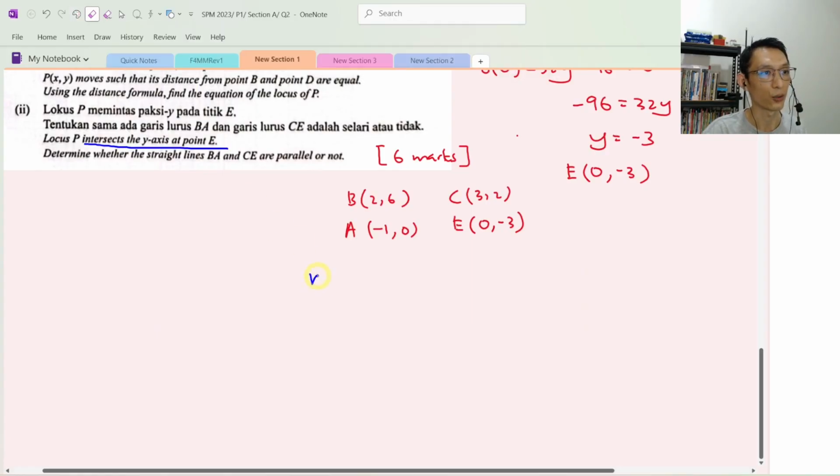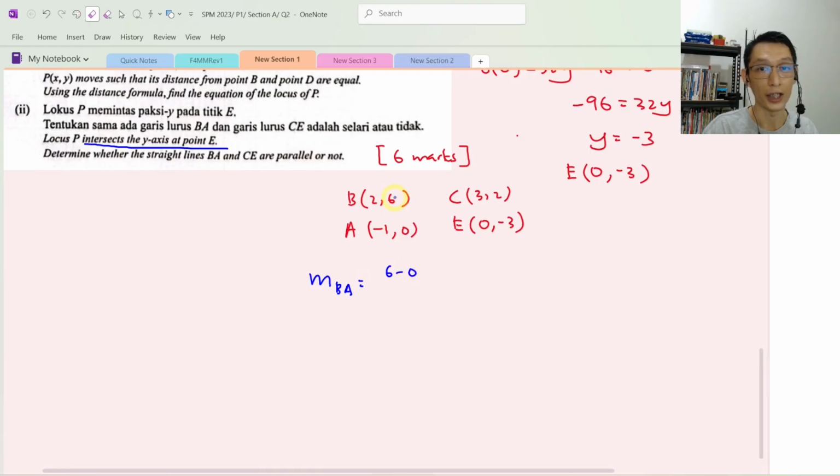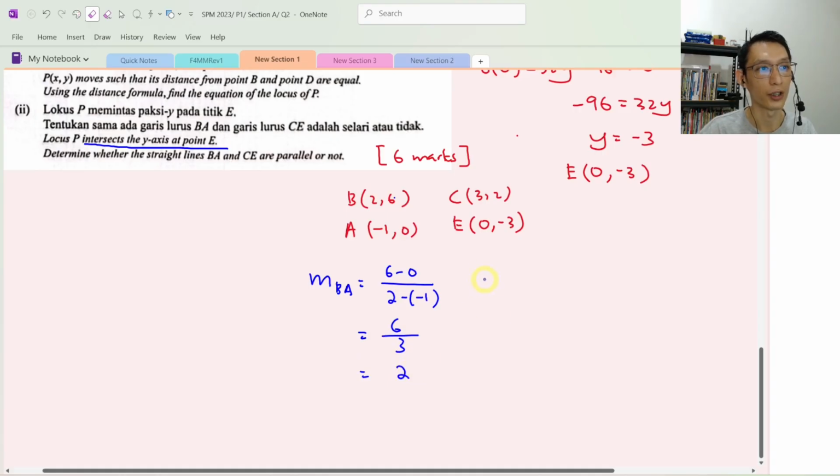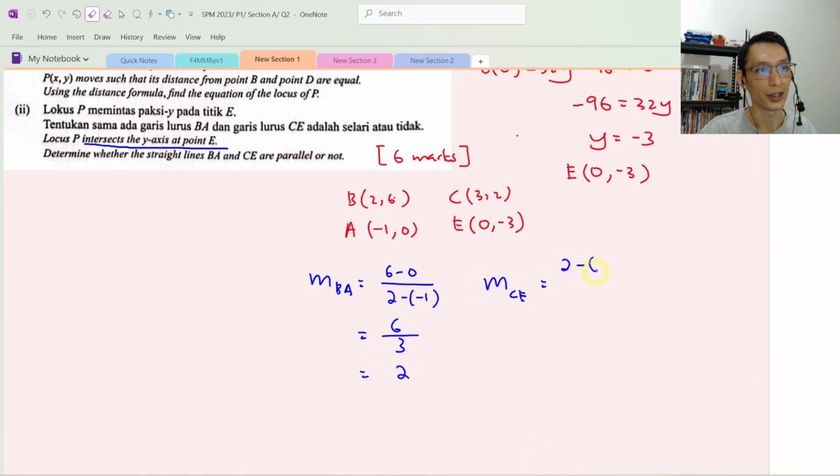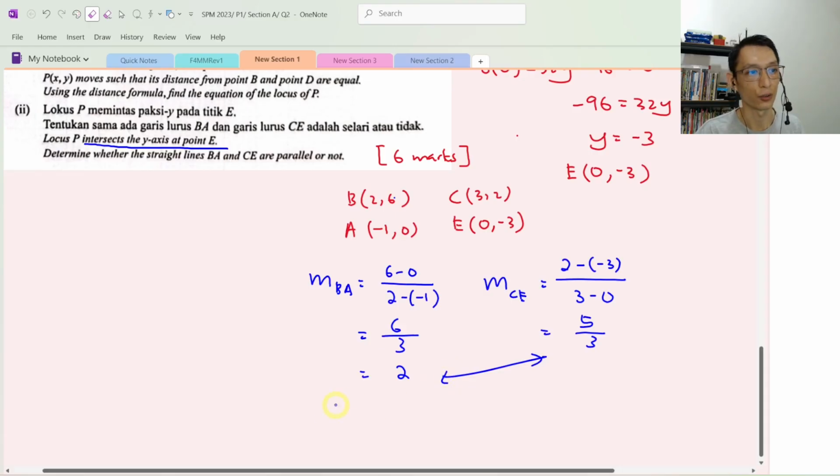Now let me find the gradient of BA first. 6 minus 0, y2 minus y1 divided by x2 minus x1, 2 minus negative 1. 6 divided by 3, so the gradient of BA is 2. How about the gradient of CE? 2 minus negative 3, and then 3 minus 0. Okay, so here we get 5, this is 3. Okay, different, right? So the gradient of BA is not equal to the gradient of CE.